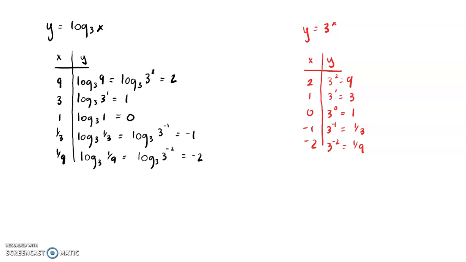Okay, now these are the values for 3 to the x. So if I want y equals log base 3 of x, I'm going to reverse all of those. Remember, we did that with the inverse. Switch the x's and y's. So I'm going to get 9, 3, 1, 1/3, 1/9. And then the x values become the y values. 2, 1, 0, negative 1, negative 2.